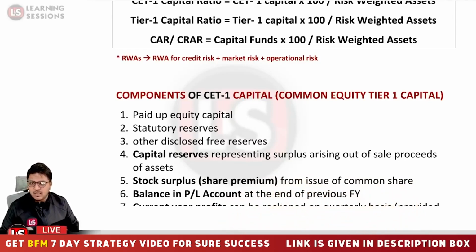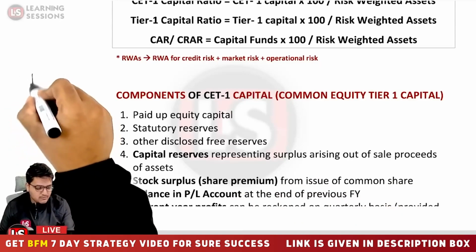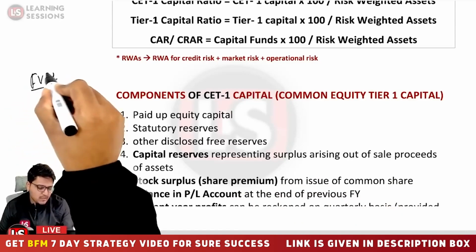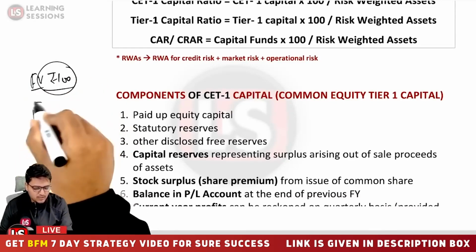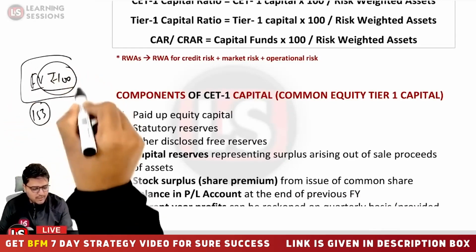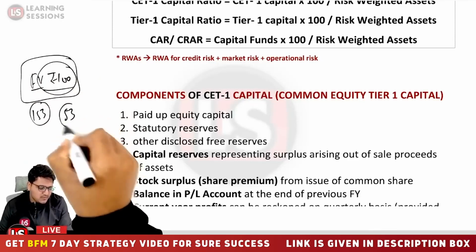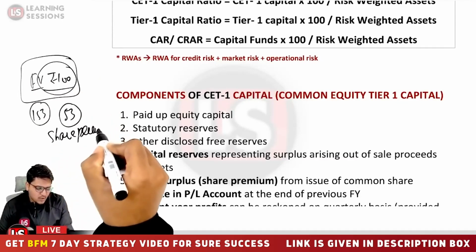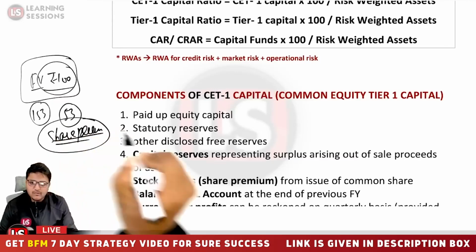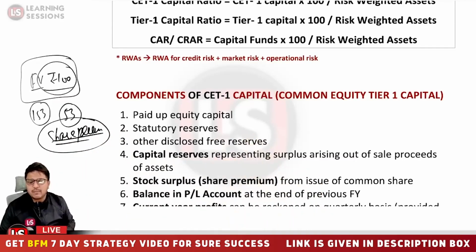When the shares are issued, let us say the face value of the share was rupees 100 and now the market value of the share is 153. Now 100 is the face value and the surplus, that is 53, represents the share premium. Share premium is also a component of CET1 capital.